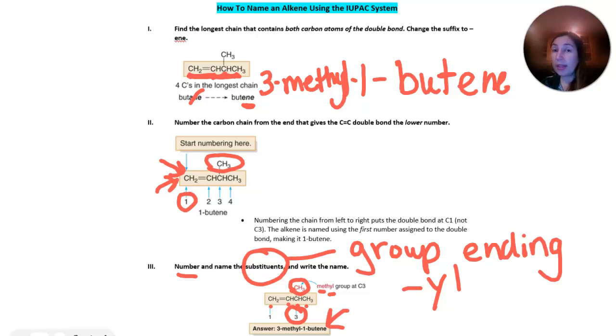So what do we do when we name alkenes? We make sure that we find the longest carbon chain that bridges over both carbons of the double bond. So it's not always the longest overall chain in the whole molecule. We number to make sure that the double bond gets priority and gets the lower number. So here we saw our methyl group got a high number, 3. It's because our double bond took priority. And then after we've numbered to give our double bond priority, we can then name and number our substituents as well. So that covers the basics of naming with IUPAC for alkenes.